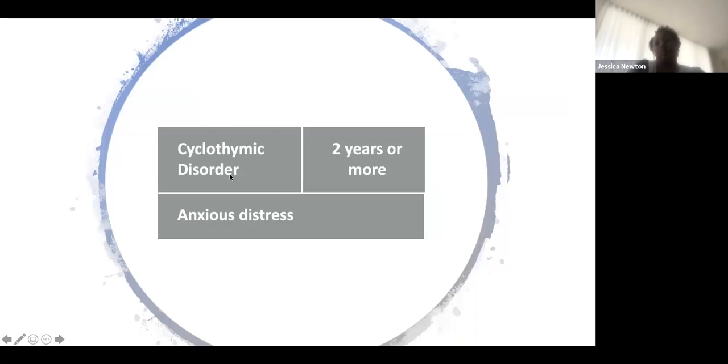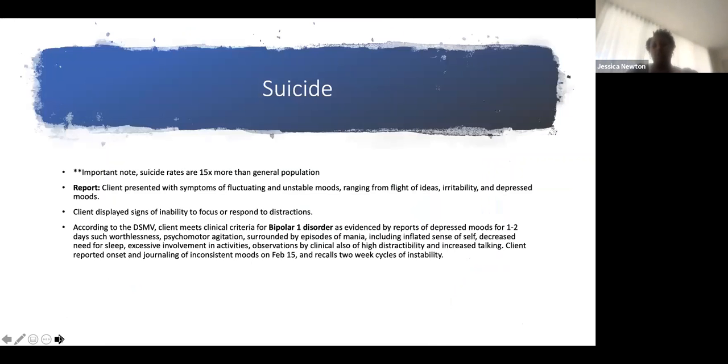So again, cyclothymic disorder is the presence of anxiety and depression over 2 years. But I do try and keep that in mind, that the duration is so important when we're looking at certain disorders.